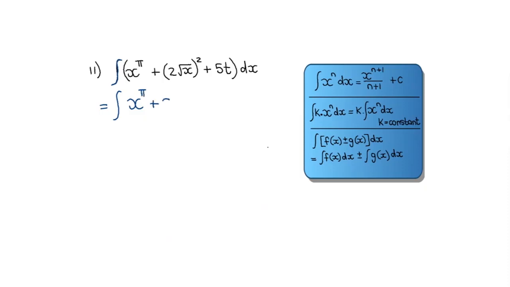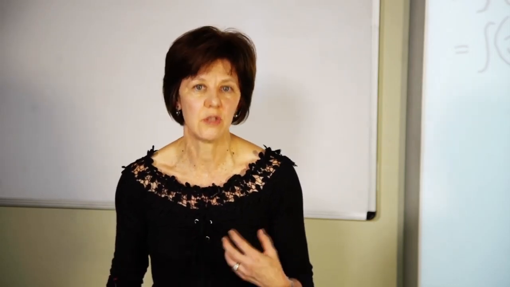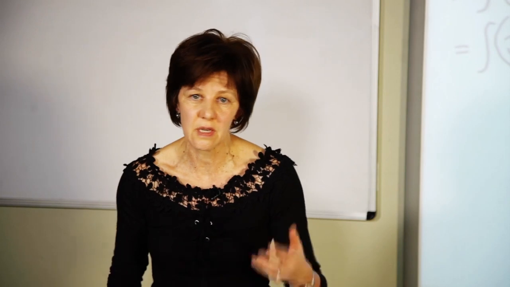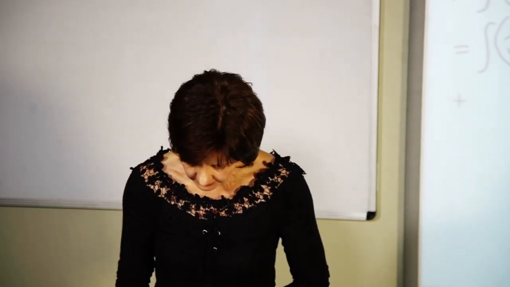So 2 squared is 4. Do you know that a square root squared just gives the value below the square? So it will be only a x plus the 5t. All of these terms are integrated with respect to x. So if it's with respect to x, it means everything that's not an x is considered to be a constant. So in this case, the t is a constant, just as the 5 is.